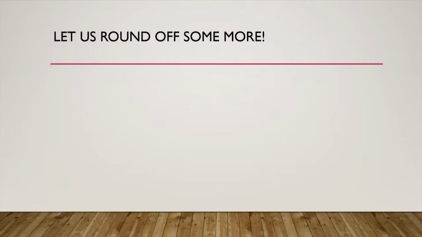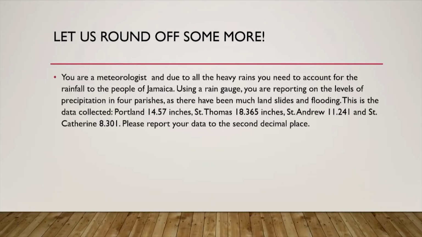All right, so let us round off some more, guys. So here's another scenario. You're a meteorologist, and due to all the heavy rains, you have the need to account for the rainfall to the people of Jamaica. Using a rain gauge, you are reporting on the levels of precipitation. Precipitation may be rain, snow, sleet. In this case, we're talking about rain. In 4 parishes, as there have been many landslides and flooding. This is the data collected.